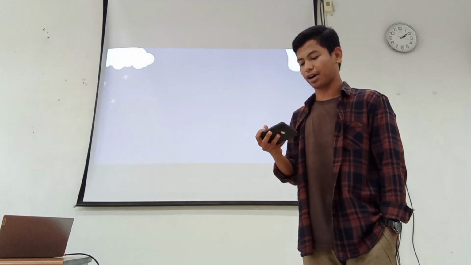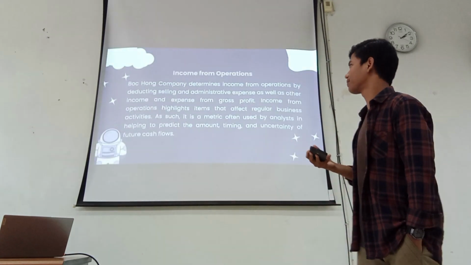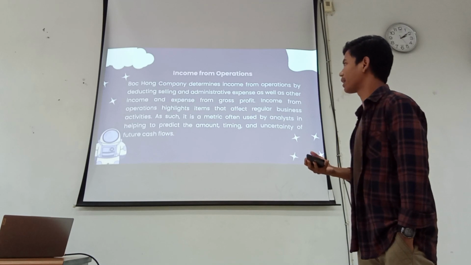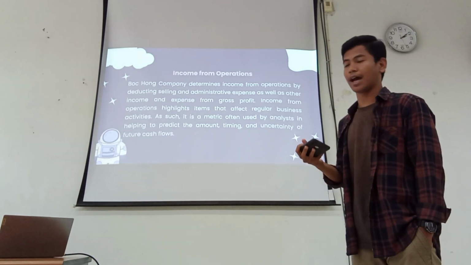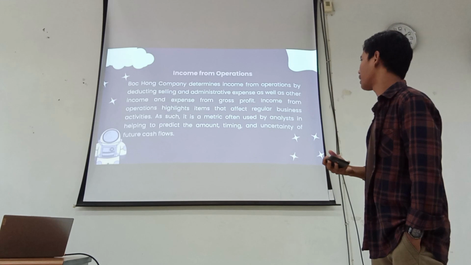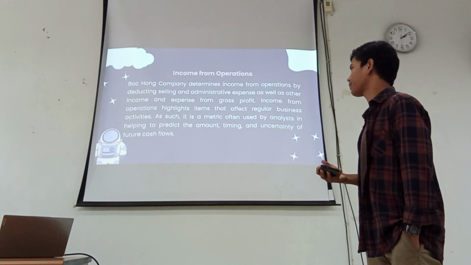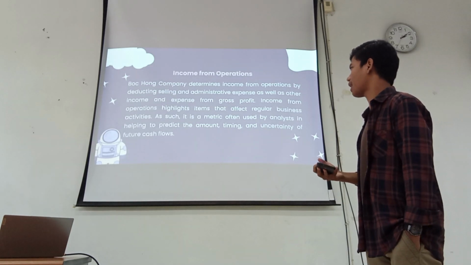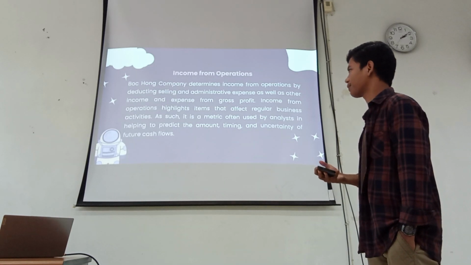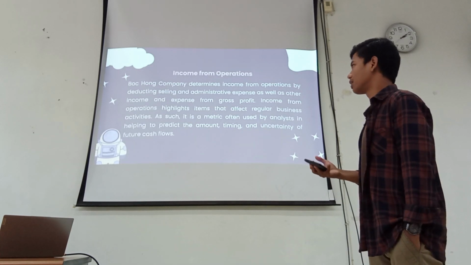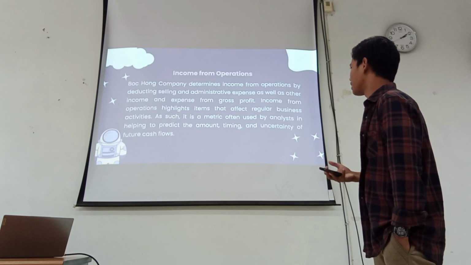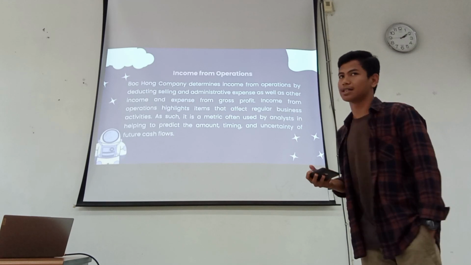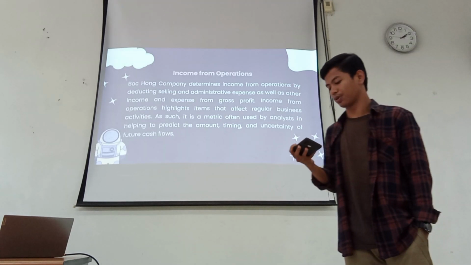The next is income from operations. The company determines income from operations by deducting selling and administrative expenses as well as other income and expenses from gross profit. Income from operations highlights items that affect regular business activities, and it is a metric often used by analysts in helping to predict the amount, timing, and uncertainty of future cash flow.